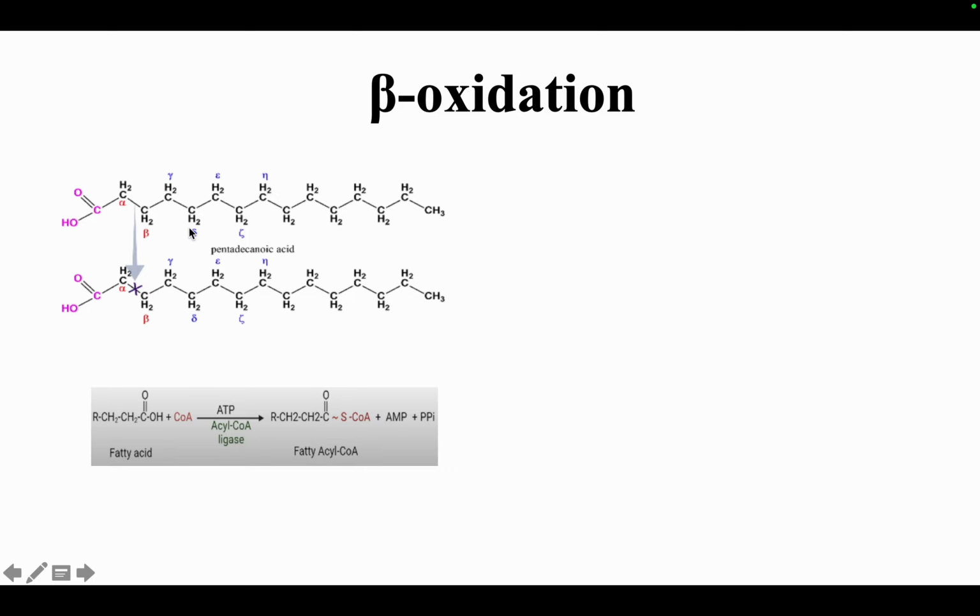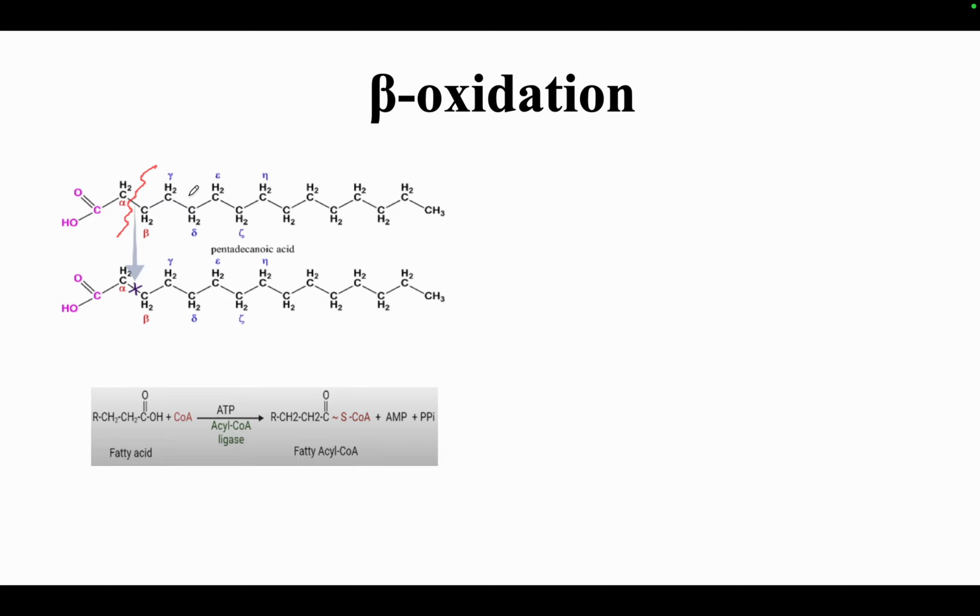And why do we call it beta oxidation? This is our carbonyl carbon, and the carbon attached to the carbonyl carbon is the alpha carbon, and the carbon beside the alpha carbon is beta, gamma, delta, and so on. This is how the nomenclature goes. So beta oxidation occurs when the covalent bond between the alpha and beta carbon is broken down. The fatty acyl chain is degraded through beta oxidation, that means this bond will be broken down.